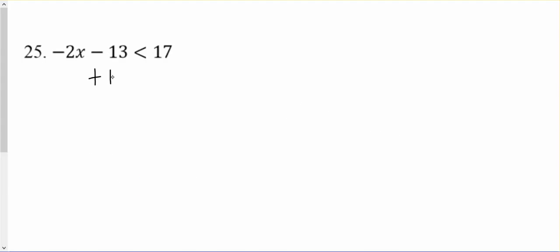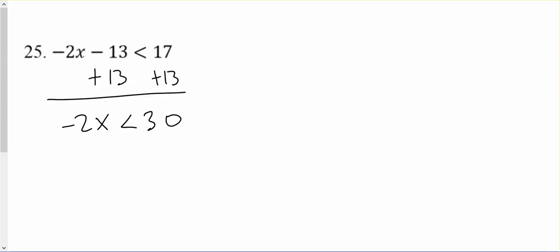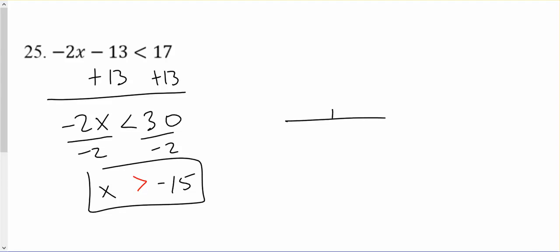25. Add 13. Negative 2x is less than 30. Divide by negative 2. Reverse our inequality symbol. X is greater than negative 15. All real numbers greater than negative 15. No equal sign, so open circle, and greater than goes to the right.